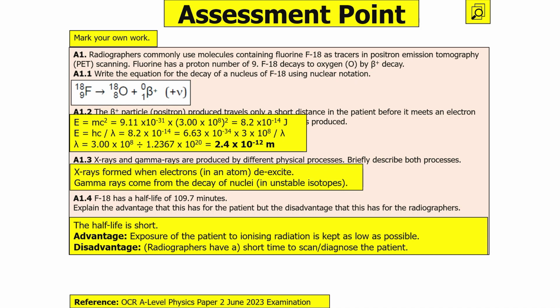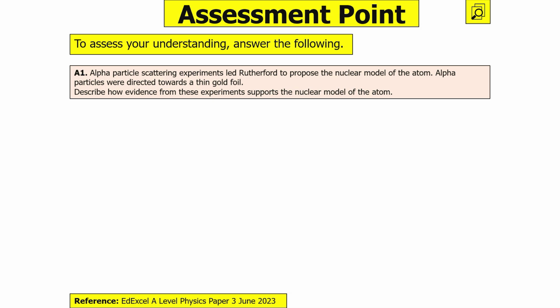diagnose the patient. Alpha particle scattering experiments led by Rutherford to propose the nuclear model of the atom took place. Alpha particles were directed towards a thin gold foil. Describe how evidence from these experiments supports the nuclear model of the atom. Pause the video now, and then unpause the video when you want to go through your answer.